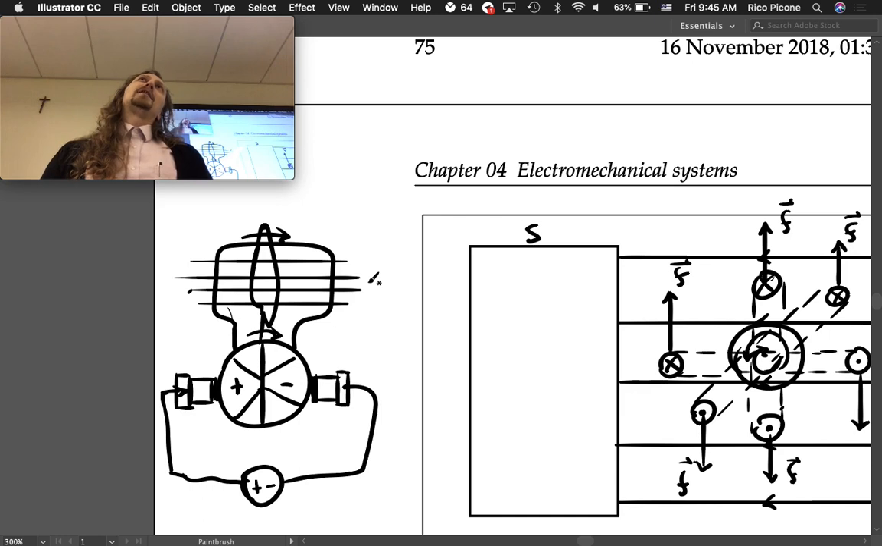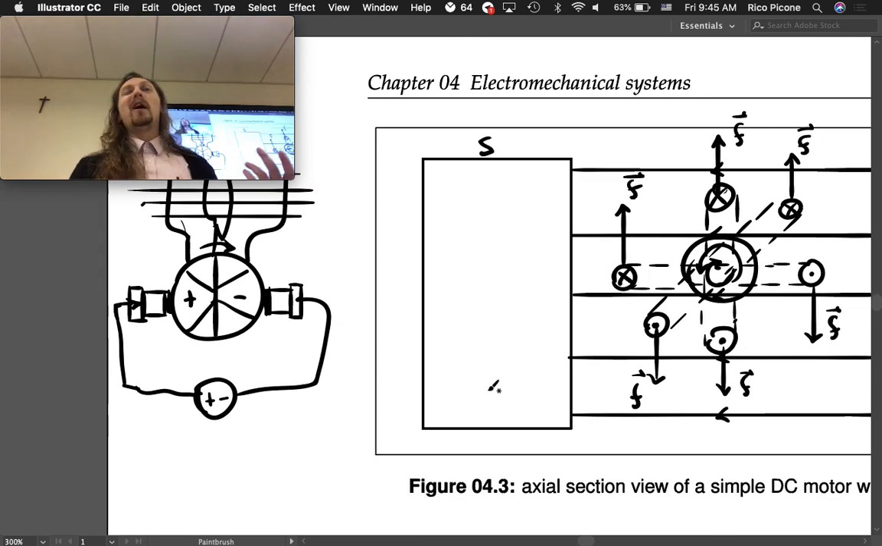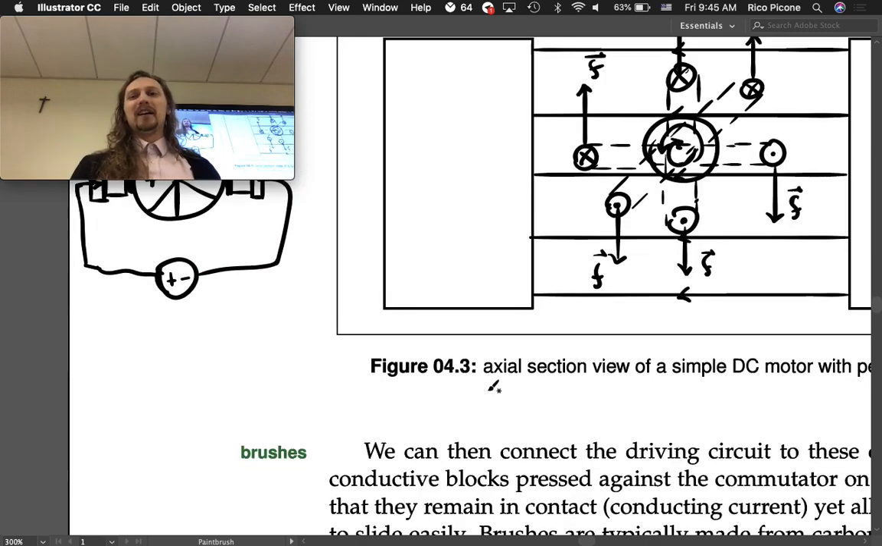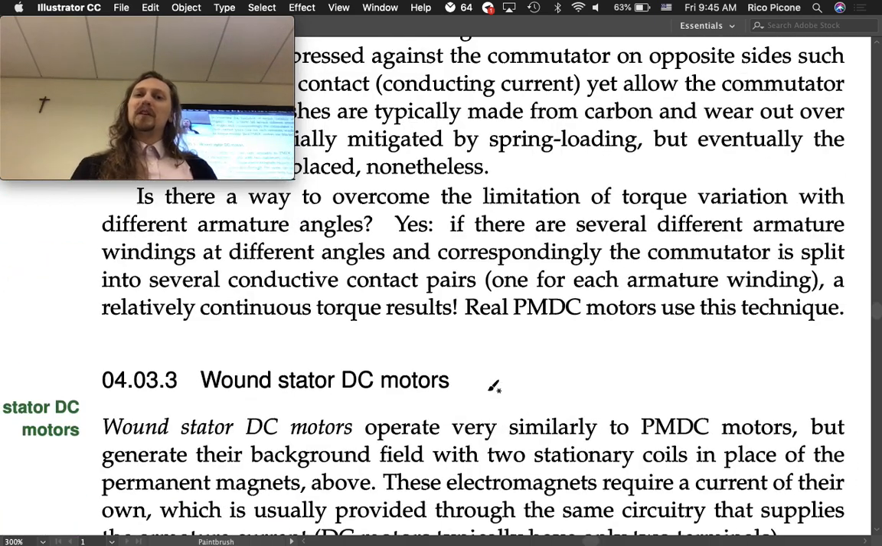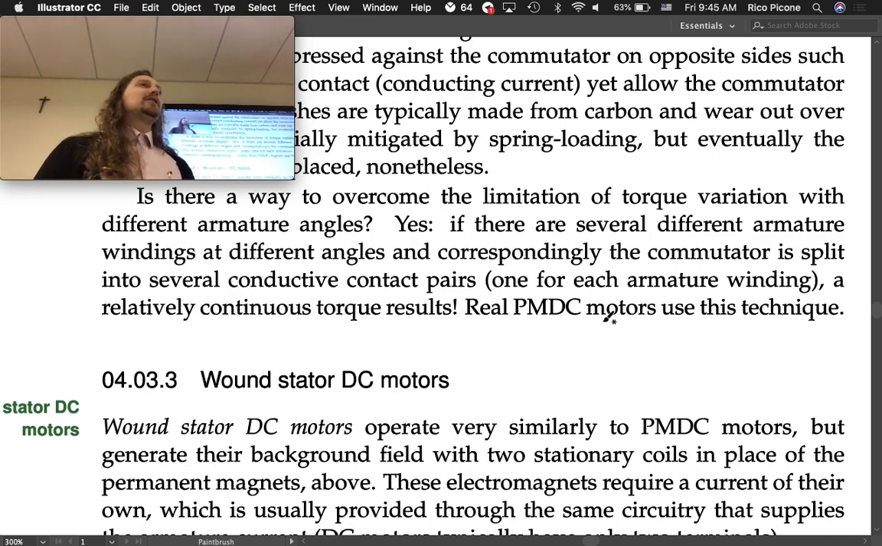It depends. The size kind of limits too. So if you have a really small, compact one, you can't get too many. But I would say a typical one would probably have like 12. Yeah, in that range. But it runs more smoothly the more you have. So real permanent magnet DC motors use this technique. Okay, so that's permanent magnet DC motors.